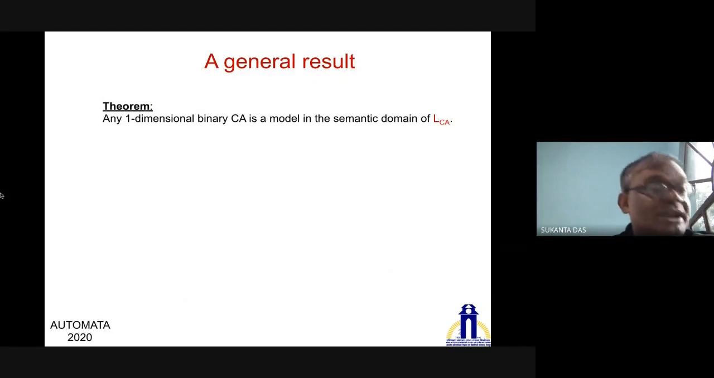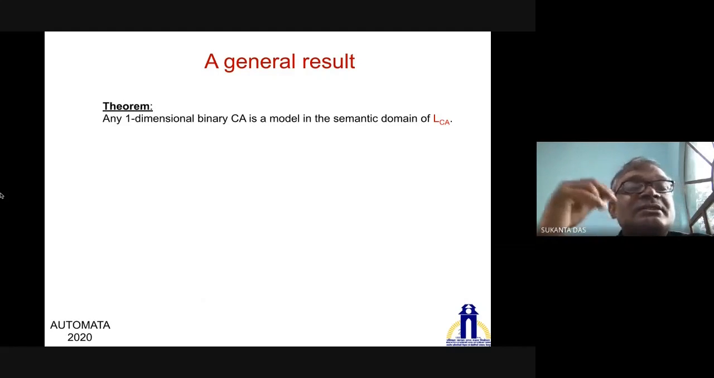So we are about to end. This is the final result: any one-dimensional binary CA is actually a model in the semantic domain of LCA. I have shown the example of ECA, but you can show this result holds for any one-dimensional binary CA. The proof is there, but it is not stated yet.